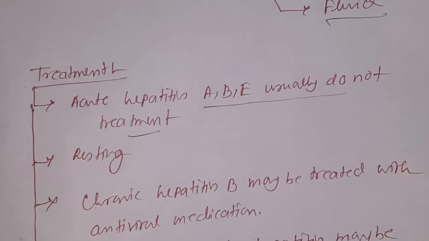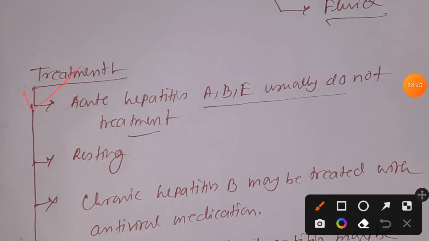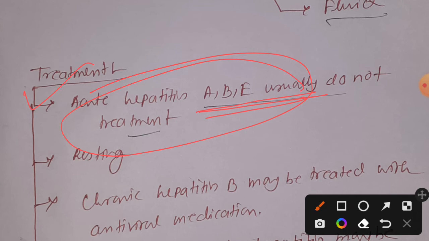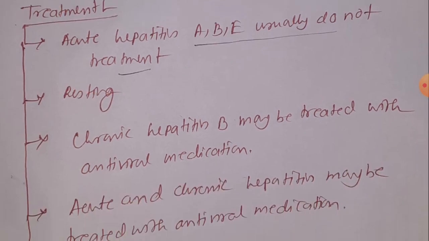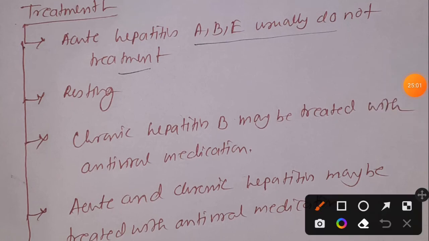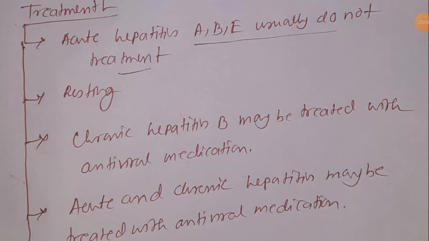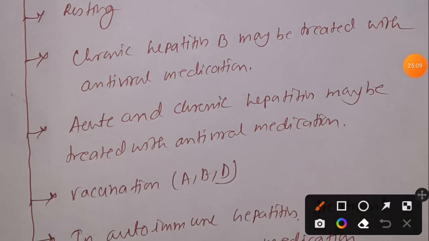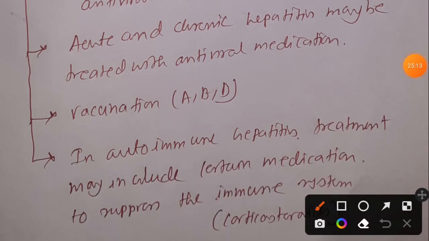Come to the treatment part. Acute hepatitis A, B, E usually do not require any treatment. Our immune system has the ability to resolve it on its own. Resting in that case is preferable. But if chronic hepatitis B is in your body, then antiviral medication is preferable. In both acute and chronic hepatitis, antiviral medication may be applied. Vaccination is available for A, B, and D.